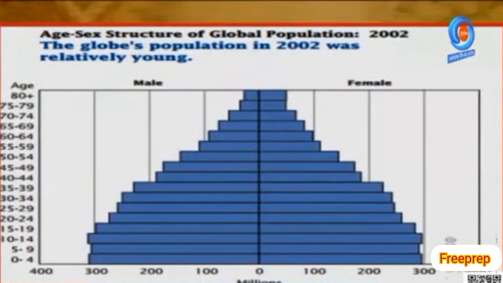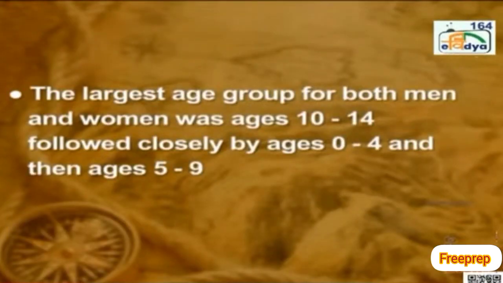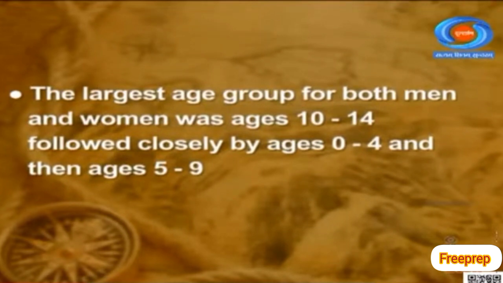This graph illustrates the following characteristics of the world population. The number of men and women on the globe are approximately equal. Men outnumbered women up through the 50 to 54 age group, after which women outnumbered men. The largest age group for both men and women was ages 10 to 14, followed closely by ages 0 to 4 and then ages 5 to 9. Each successively older age group, beginning with age 15 to 19, was progressively smaller.